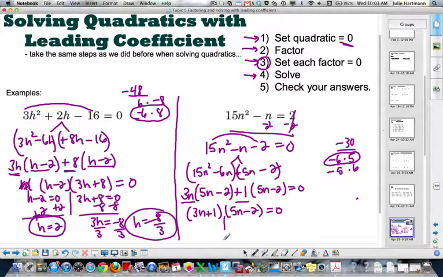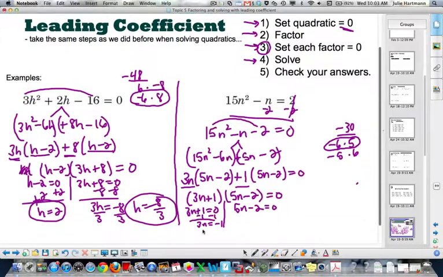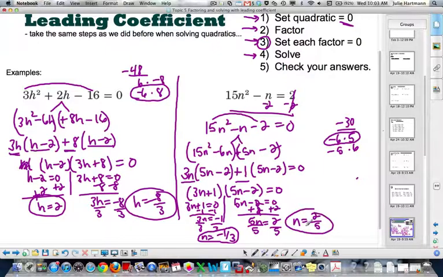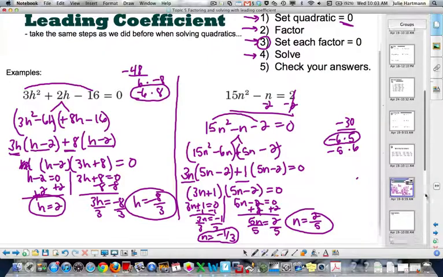Once I'm factored, I set each factor equal to 0 and I solve. Minus the 1, so 3n equals negative 1. Divide by 3, so n equals negative 1/3. Here, add the 2. 5n equals 2. Divide by 5, n equals 2/5. And there you go. So there are 2 examples.